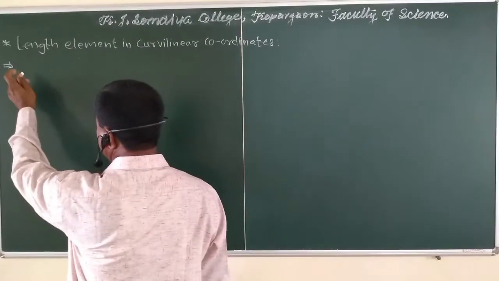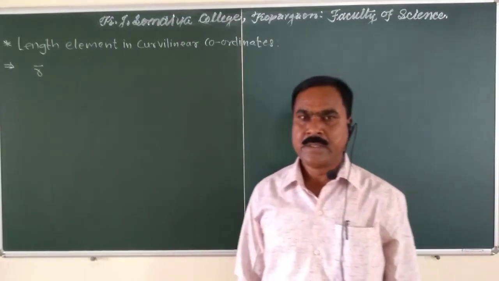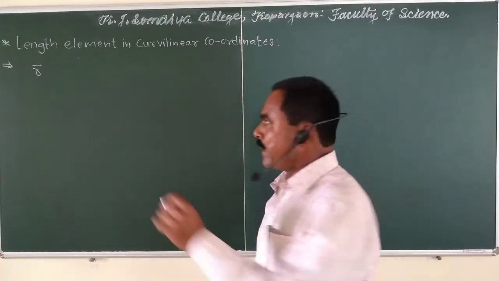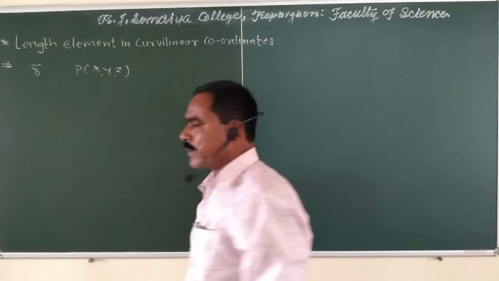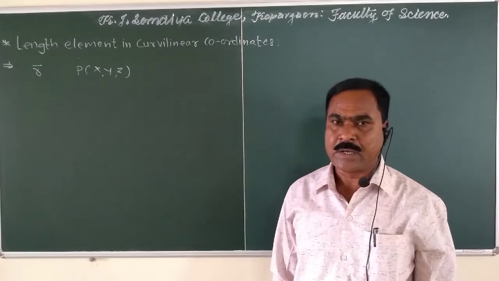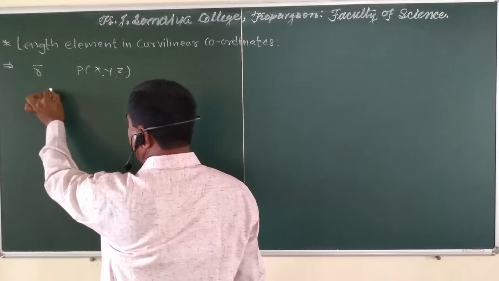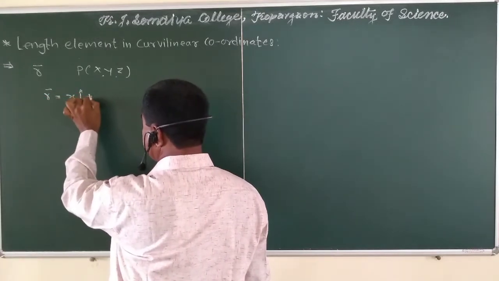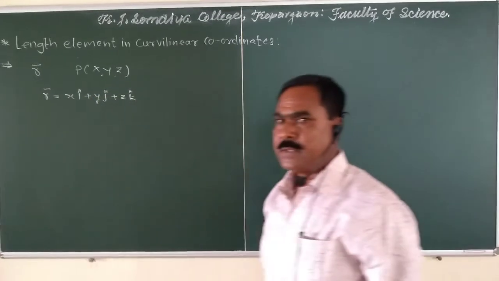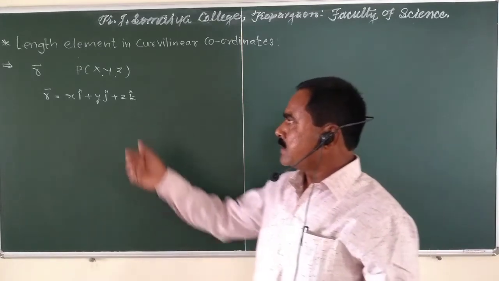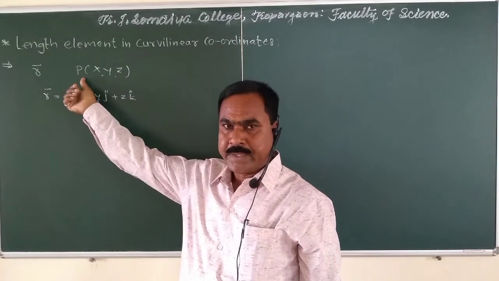So first we consider the position vector r bar of point P having coordinates x, y, z. It can be written as r bar equal to x i cap plus y j cap plus z k cap. Now these Cartesian coordinates x, y, z are related with point P.